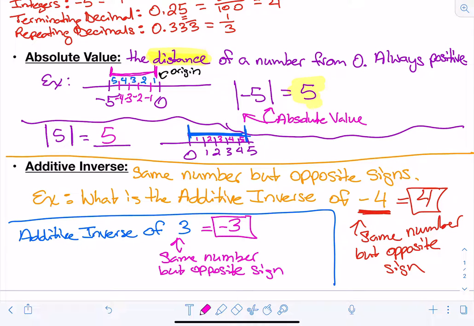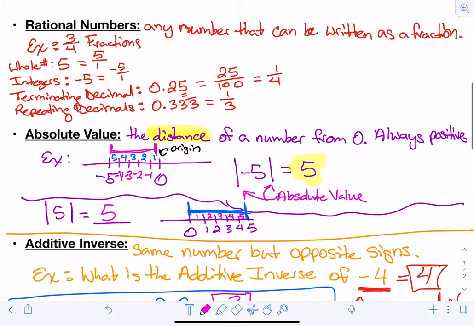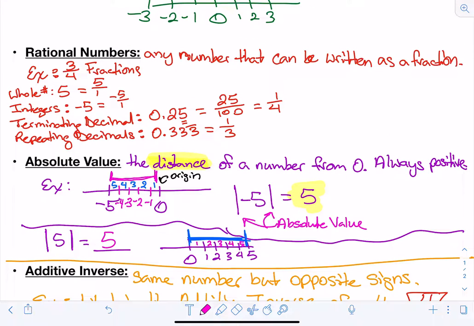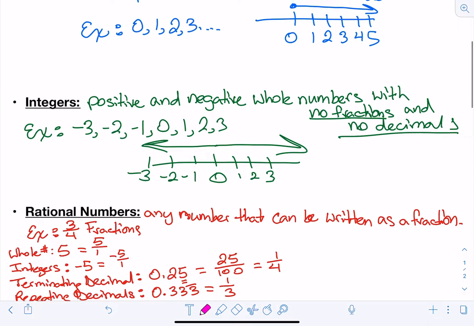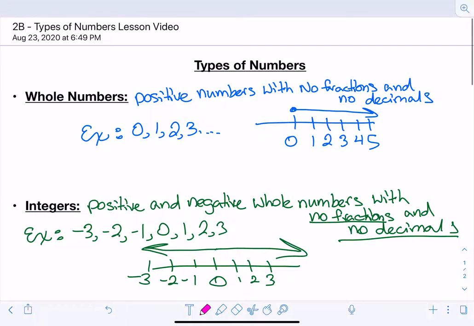So those are the types of numbers we're learning today. Additive inverse, the same number but opposite sign. The absolute value, which is the distance from the origin or distance from 0. Rational number, any number that can be written as a fraction. Integers, that's your positive and negative numbers, but no fractions or decimals. And whole numbers, all your positive numbers without fractions and decimals.